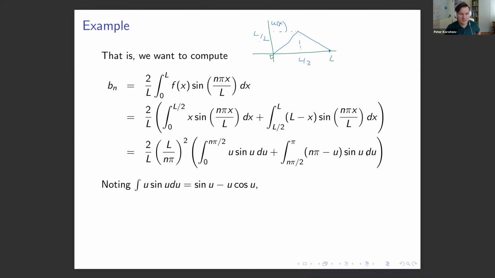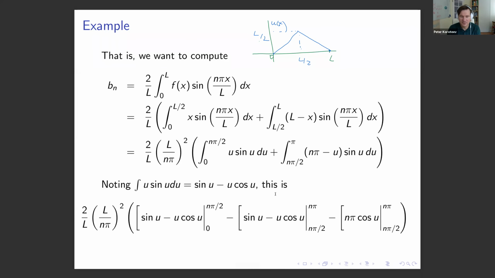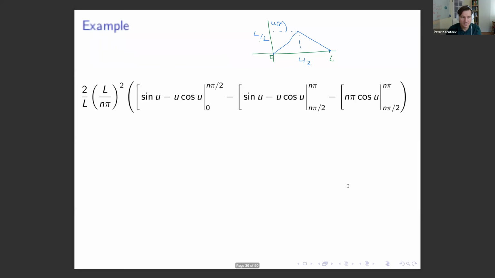So after integrating by parts, we get this formula. Integrating u sine u du gives sine u minus u cosine u, and then we just substitute as in the fundamental theorem of calculus. It's a standard computation, which I hope you can do by yourself. There are several substitutions that we need to do carefully. And the answer will be given by 4L divided by n pi squared times sine of n pi over 2. So please pause the video here and do the calculation yourself.